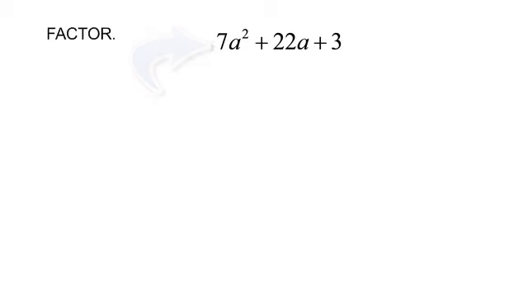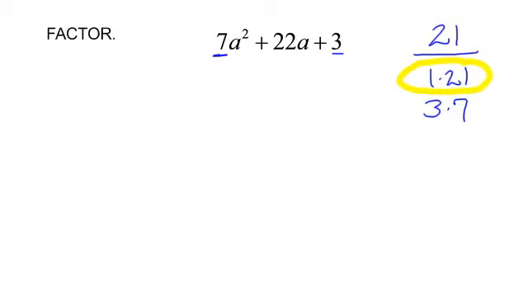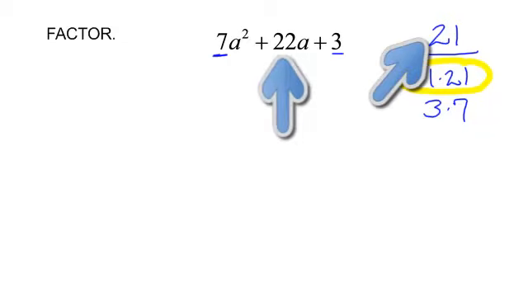I will begin by multiplying 7 times 3. I will get 21, a positive 21. I can use 1 times 21 or 3 times 7 to multiply and get back to 21. Which one of these combinations will get me 22? Yes, 1 and 21. They will both be positive because a positive times a positive will get me a positive 21. But then when I'm adding them, I'm able to get a positive 22 for my middle term.